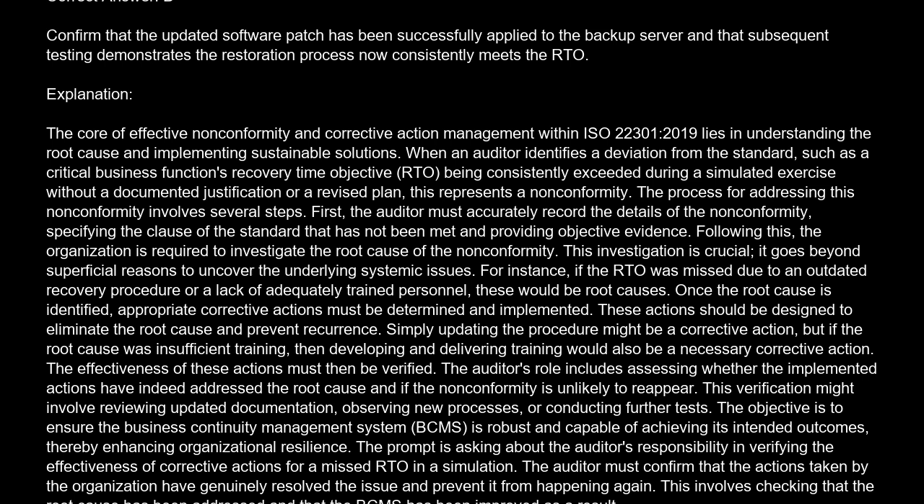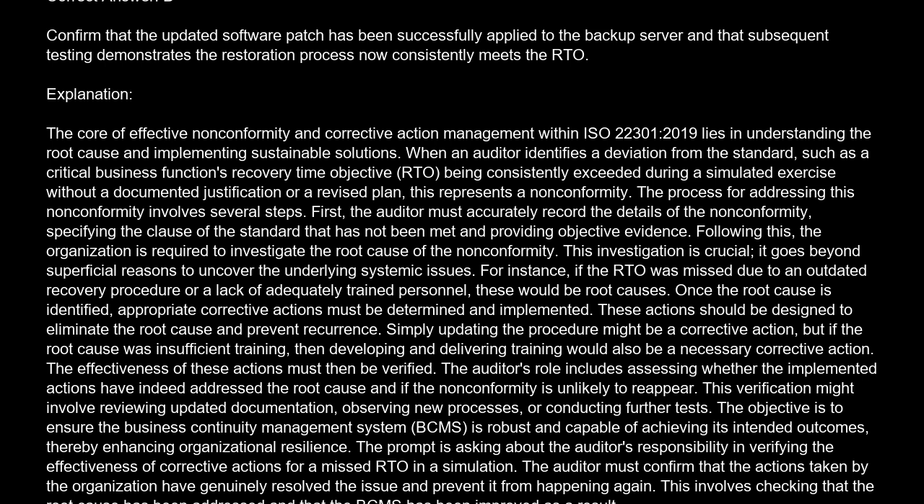Once the root cause is identified, appropriate corrective actions must be determined and implemented. These actions should be designed to eliminate the root cause and prevent recurrence. Simply updating the procedure might be a corrective action, but if the root cause was insufficient training, then developing and delivering training would also be a necessary corrective action. The effectiveness of these actions must then be verified. The auditor's role includes assessing whether the implemented actions have indeed addressed the root cause and if the nonconformity is unlikely to reappear. This verification might involve reviewing updated documentation, observing new processes, or conducting further tests.